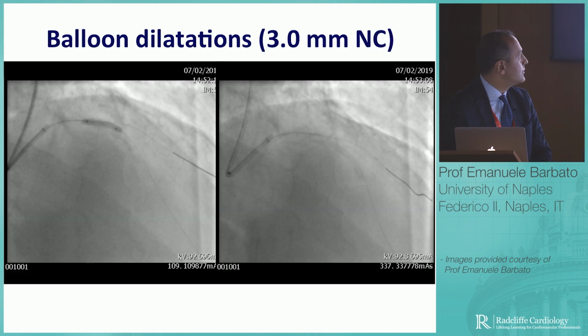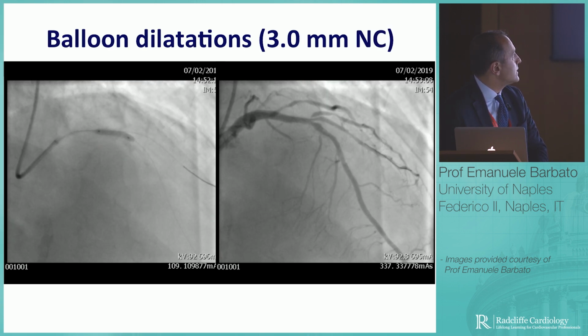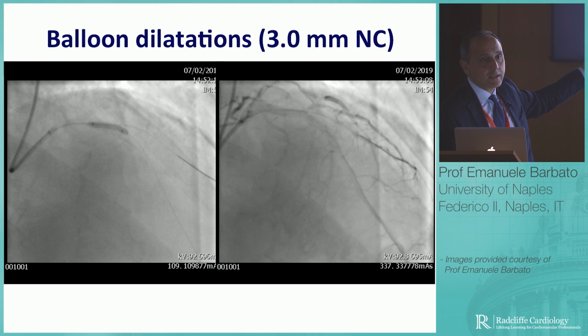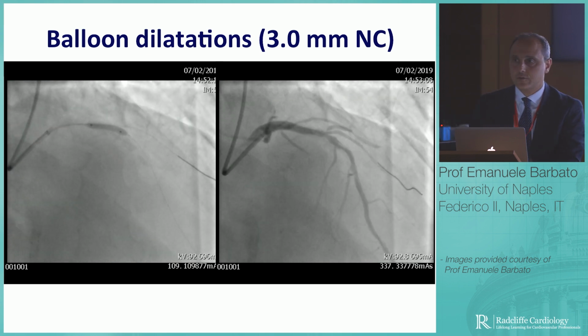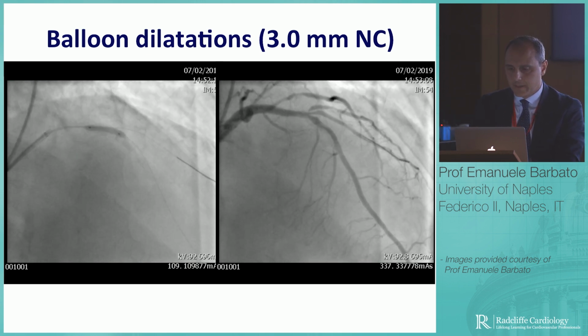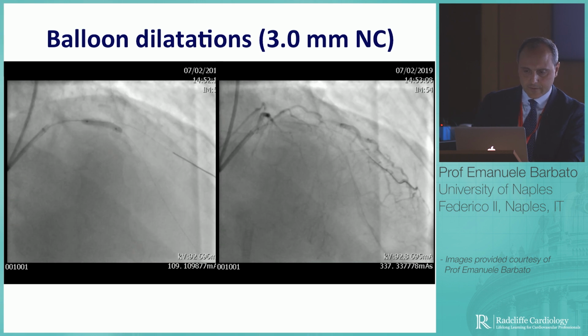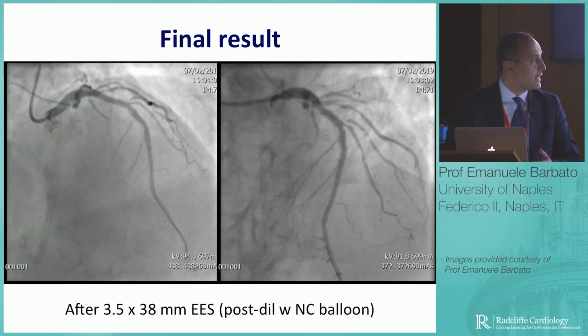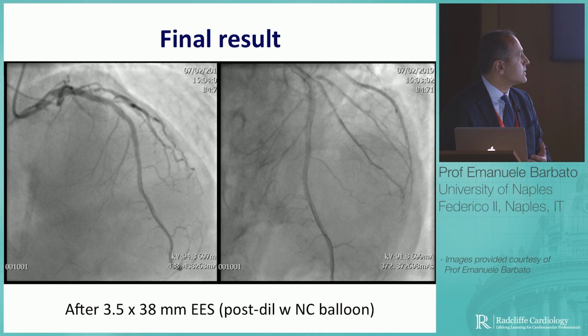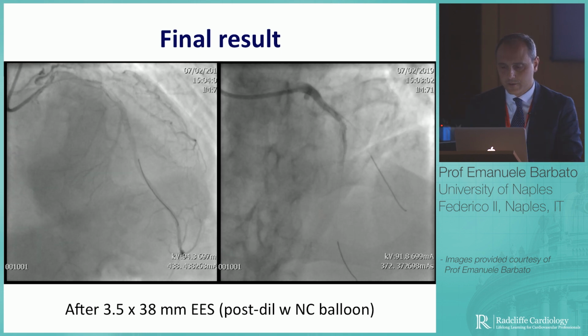We did some further balloon dilatation. This is now the 3.0 non-compliant balloon. You see that it opens up much better than it did before. And this is the final angiographic result after a 3.5 by 38 millimeter everolimus-eluting stent. We also did a post-dilatation, of course, in this case.